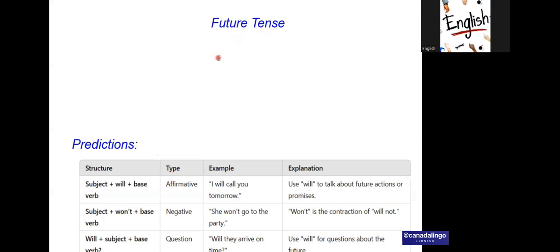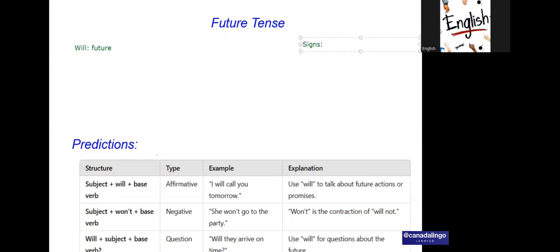So for future we have a couple of structures and formulas and I'm going to teach you in a very easy way. First and very simple way is will. So you can use will for future activities or anything. And there are some signs. You should always remember the signs.